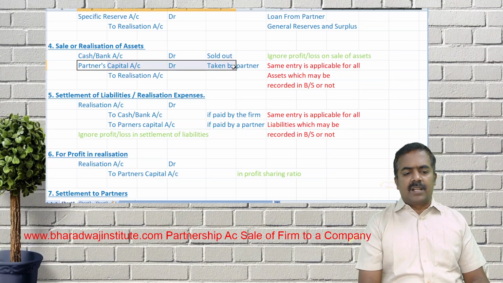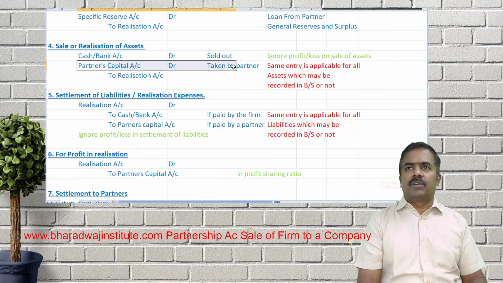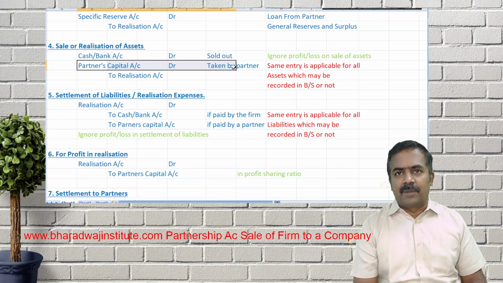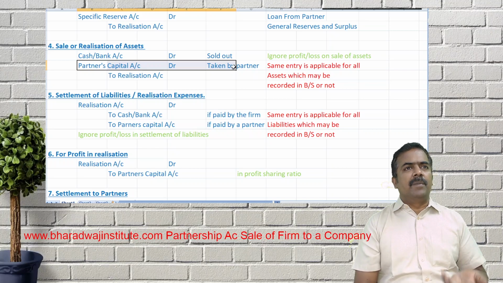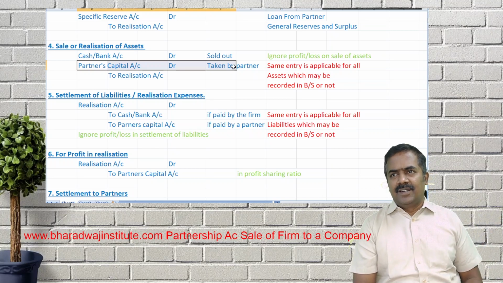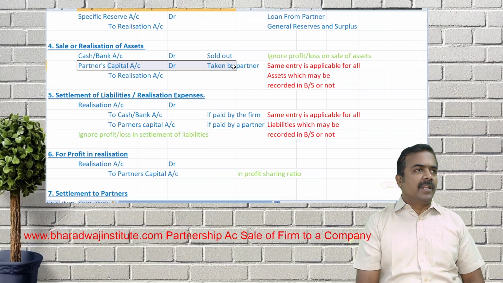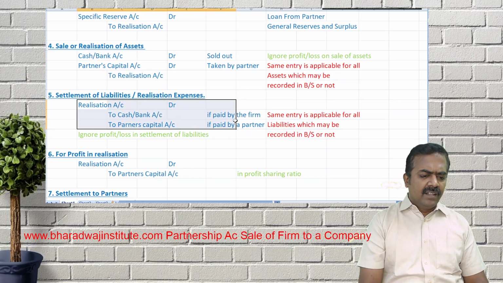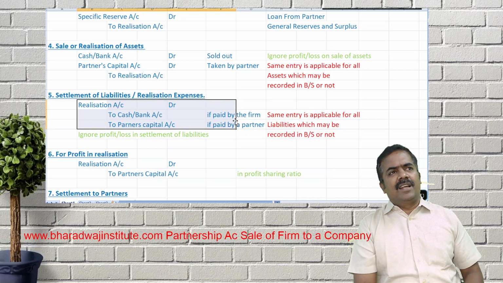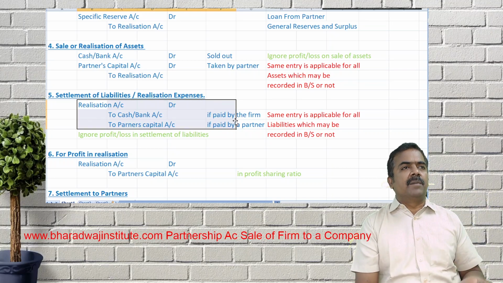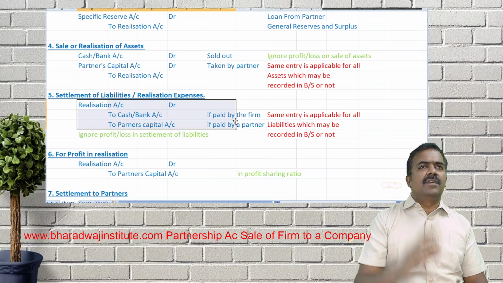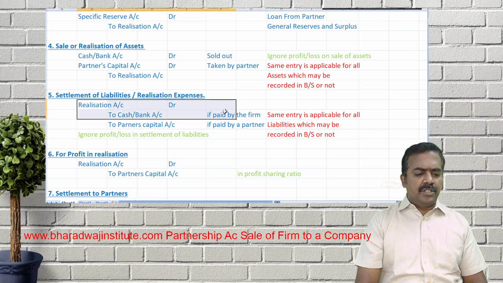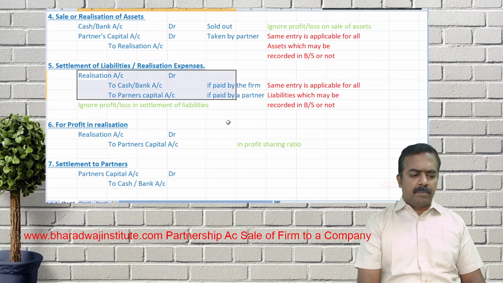And some furniture, etc. may not be taken over by the company. That may be taken over by the partner. In such case, partners capital account debtor to realization. Or some investments which are not required by the company, they will say you keep it with yourself. That may be taken over by the partner or sold in the market. Same way, there may be 15 liabilities. 10 liabilities may be agreed by the company. Remaining 5 liabilities you settle yourself, which means creditors, outstanding expenses, your own dues. Realization to cash if it is paid by the firm. Realization to partners capital if it is paid by the partners.